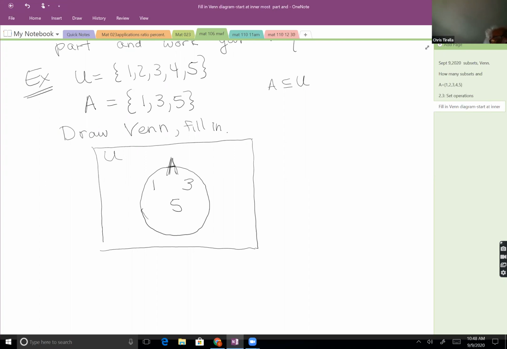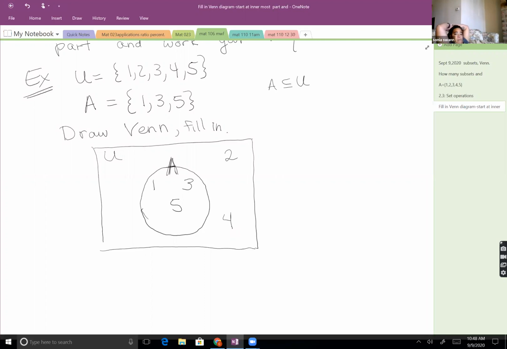I'm not going to rewrite them because this shows that those 3 elements are in the set A and also in the universal set. However, are the 1, 3, and 5 the only things in my universal set? No, you've got 2 and 4. And so does it make sense that I'm going to put 2 and 4 in the universal set, but outside of the set A? Okay.